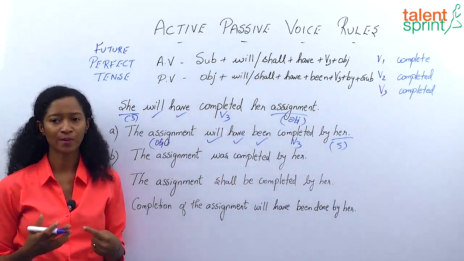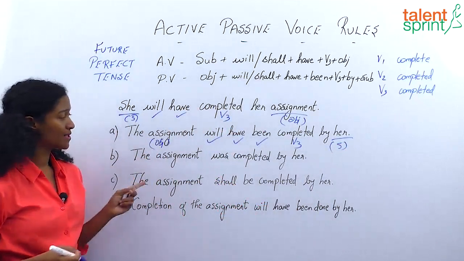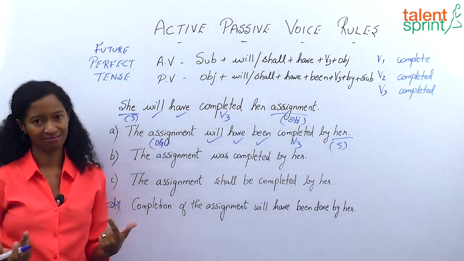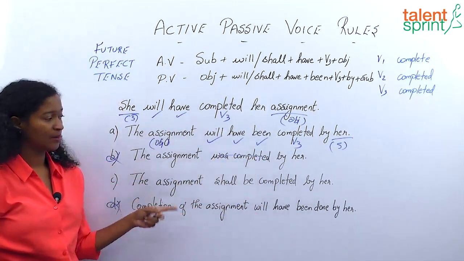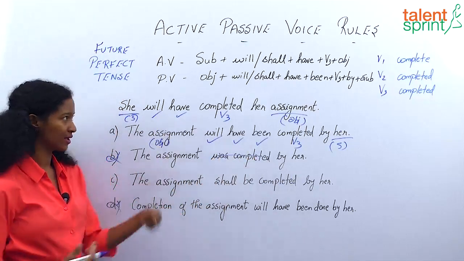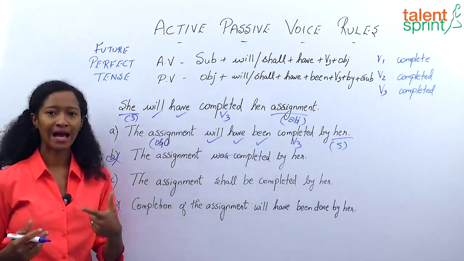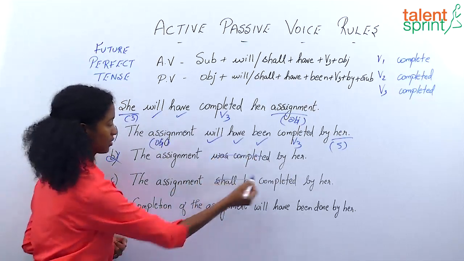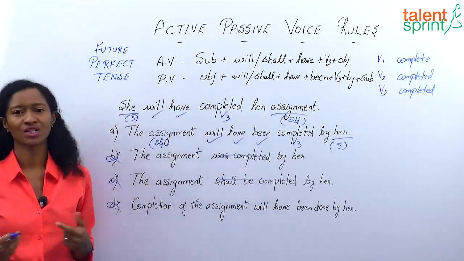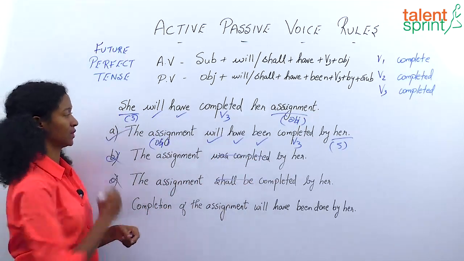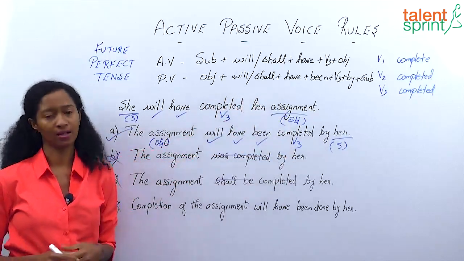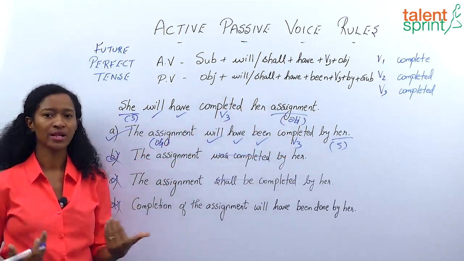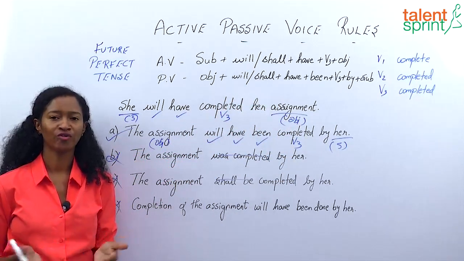Let's quickly look at option B and C as well. Option B says the assignment was completed. Incorrect. The assignment shall be completed again is incorrect. Right? I need have been, which is not there. So our answer option is A. The assignment will have been completed by her. Right? So that brings us to the end of the perfect tense.